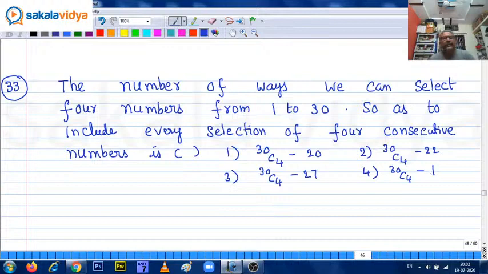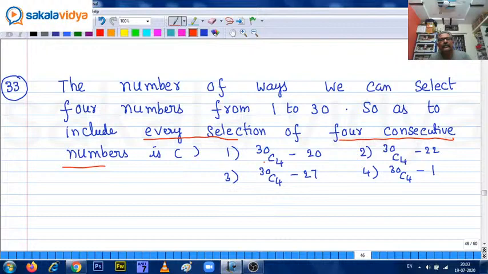The same question may also be asked in probability. What is the probability of getting, so as to include every selection of four consecutive numbers, selecting the four numbers from 1 to 30. Okay, how to find out now? First of all, here a restriction is given. What is the restriction? Every selection of four consecutive numbers.